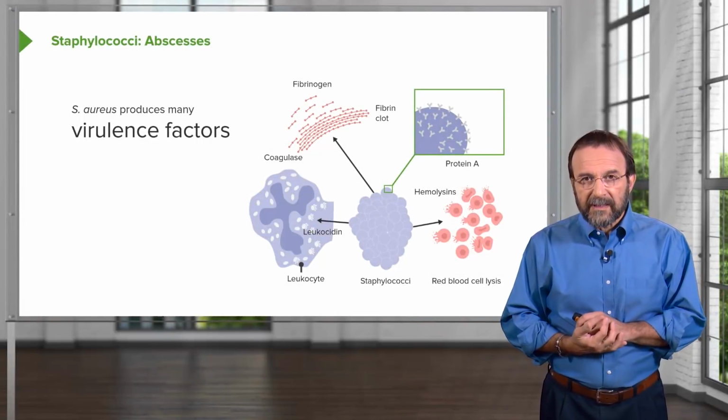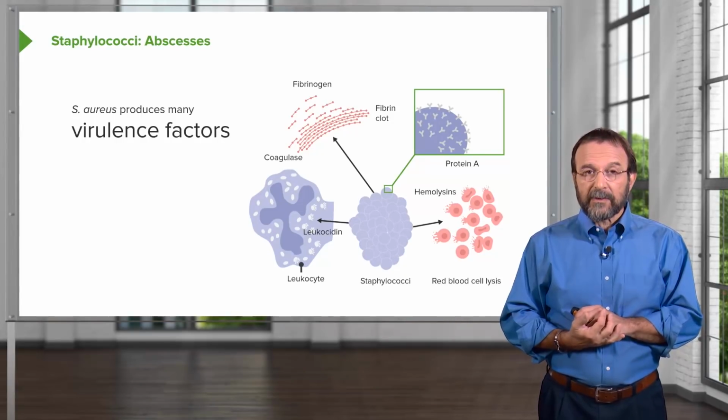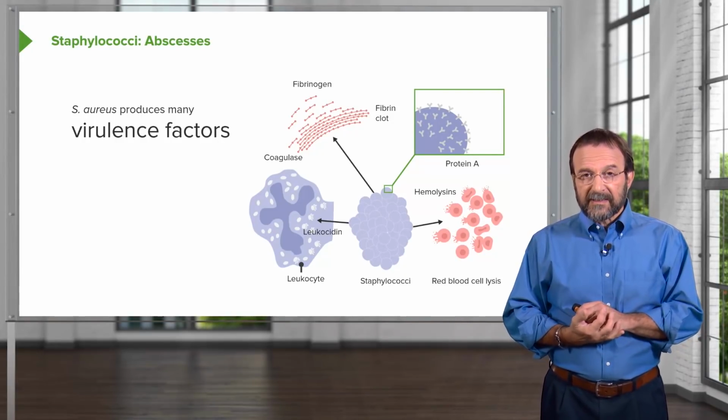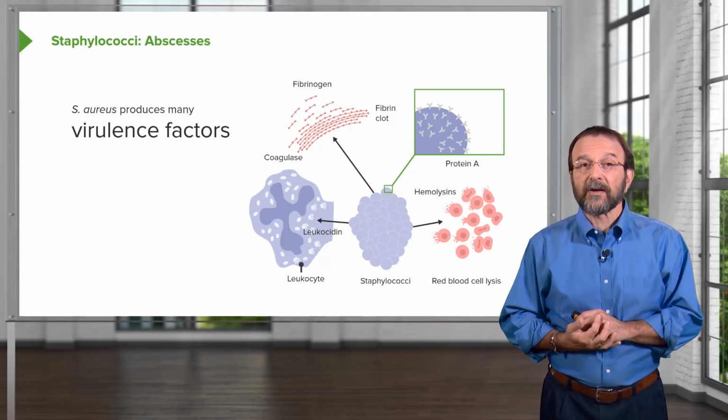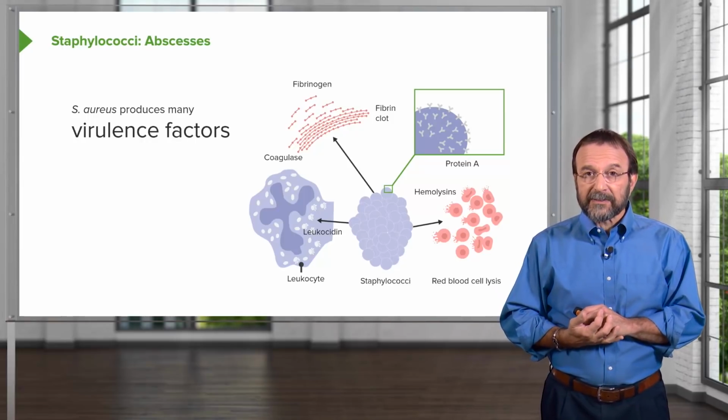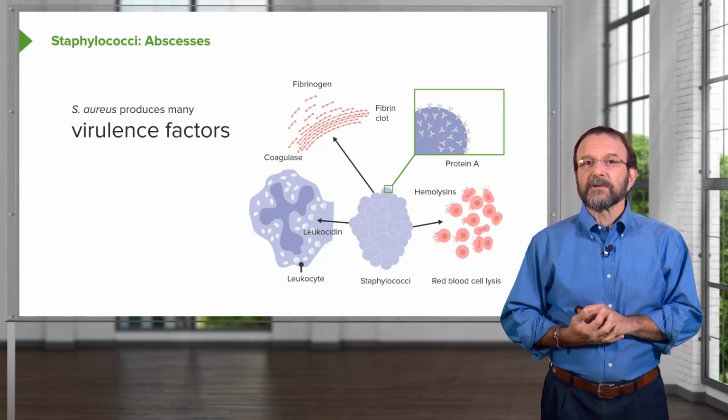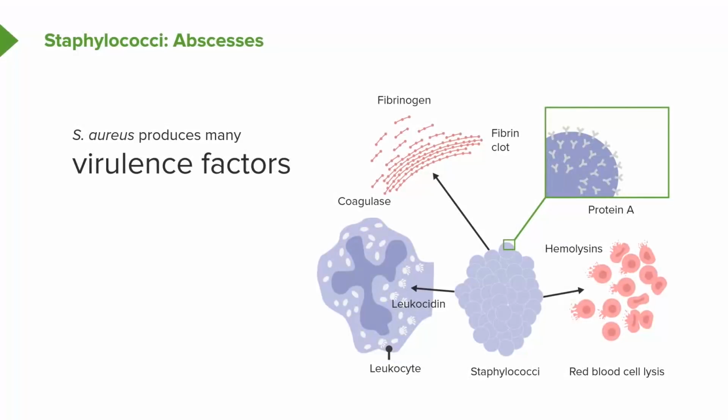Staph aureus makes a number of what we call virulence factors. These are toxins and other proteins that are made that help it to spread and overcome host defenses. And there are a number of them. In the center of that slide, there are the staphylococci, and you can see elaborating a variety of proteins like leukocidins, hemolysins, protein A, coagulases, and proteins that help make fibrin clots dissolve. Let's look at some of these in some detail.